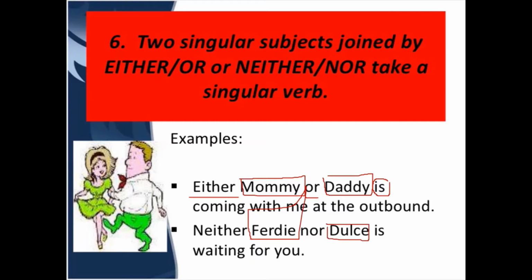These two subjects are both singular, connected by neither nor. So if that is the case of our sentence, then it must take a singular verb. So that's why the verb used in this sentence is. So that is for rule number 6.